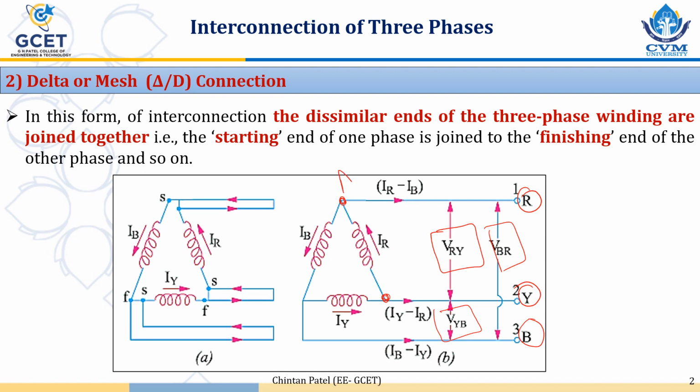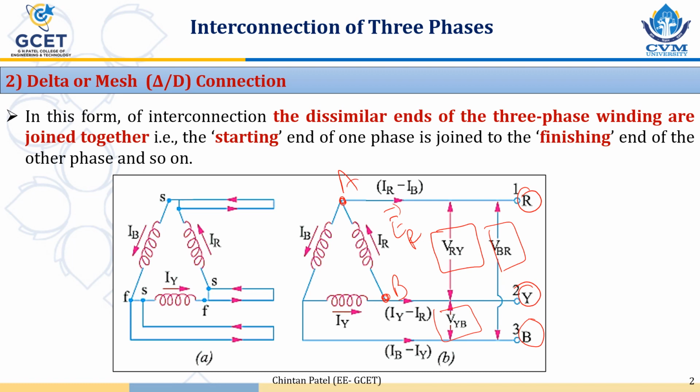Let's say point A and point B. So what is the potential between points A and B? It is nothing but the EMF induced in R phase. So let's denote it with ER. This ER is the phase voltage of R phase, and the same voltage is available between terminals R and Y as line voltage.